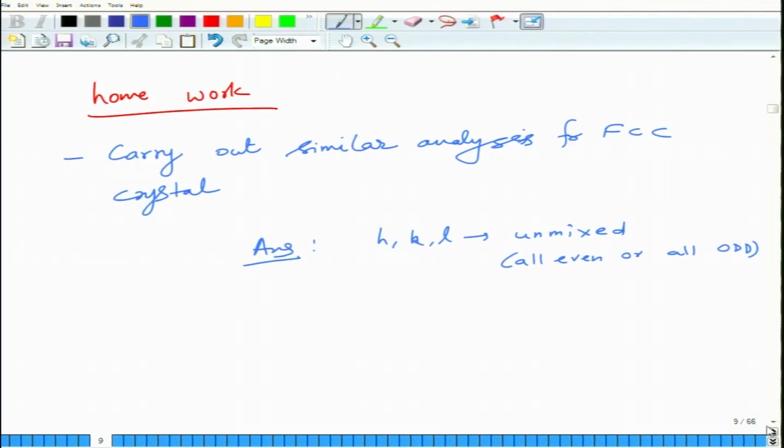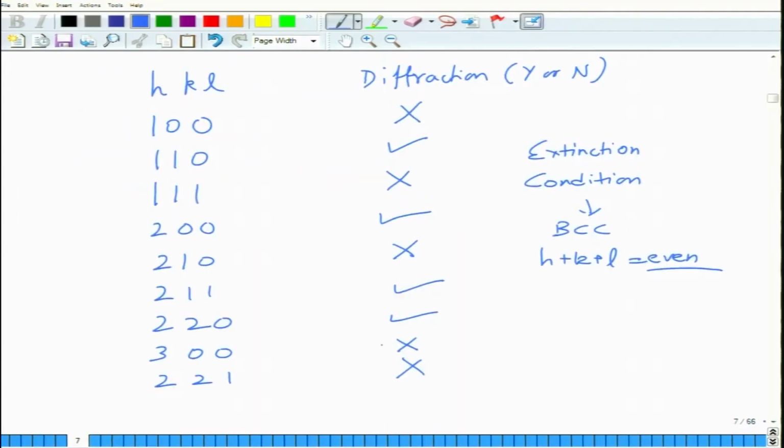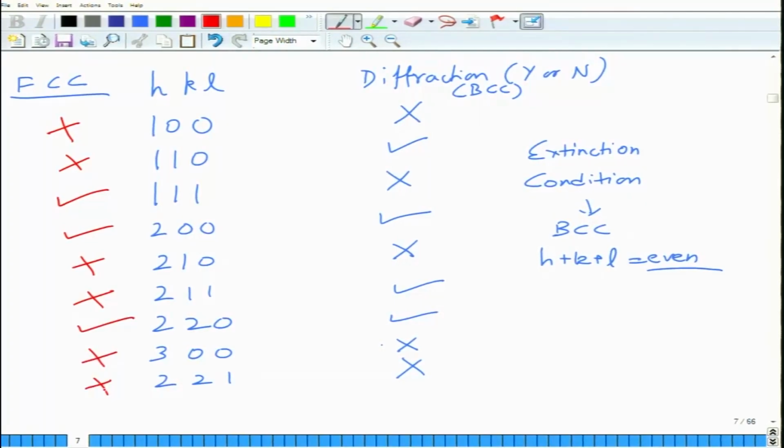So, if I go to previous slide now again, so this is for BCC, okay. If I do the same for FCC, then you can see that this is mixed, 0 is considered as even. So, this will not diffract, this will not diffract, this will diffract, this will diffract, this will not diffract, this will not diffract, this will diffract, this will not diffract, this will not. So, you can see that far fewer peaks diffract in case of FCC. You can see in case of simple cubic everything diffracts, in BCC every alternating peak is diffracting, in case of FCC very few peaks diffract.